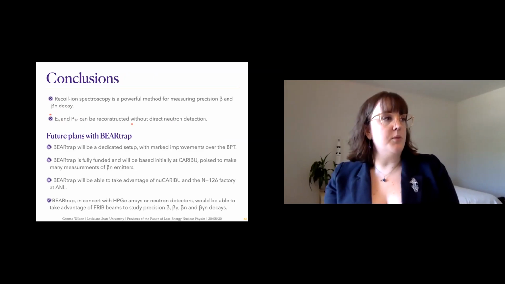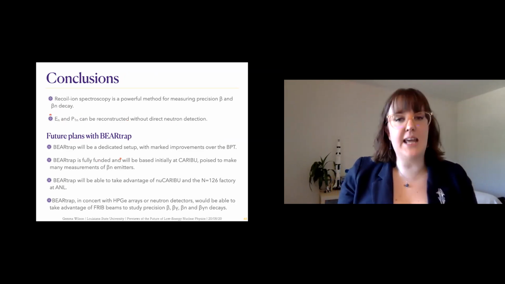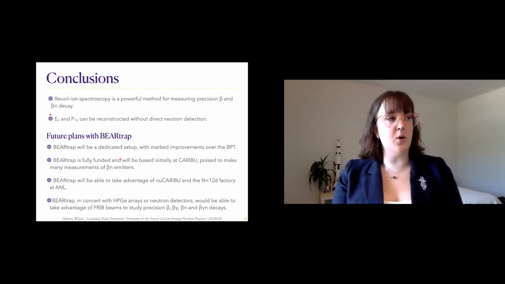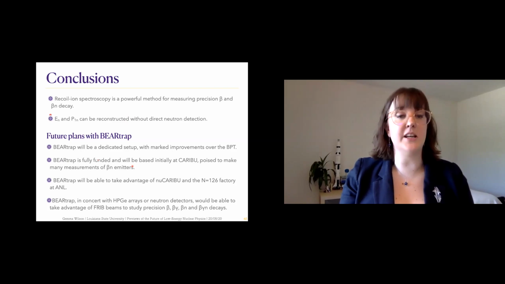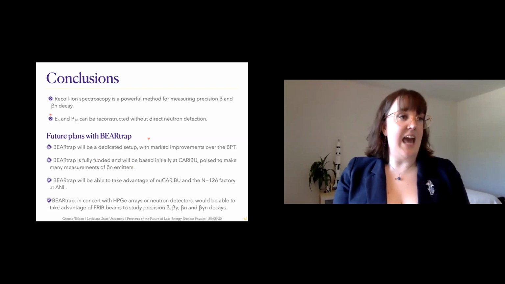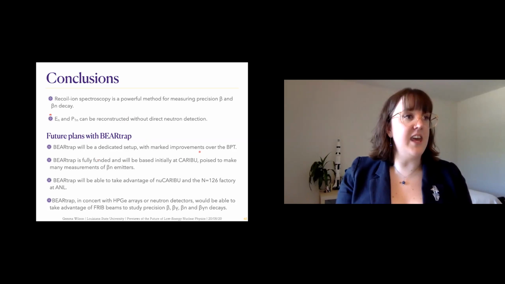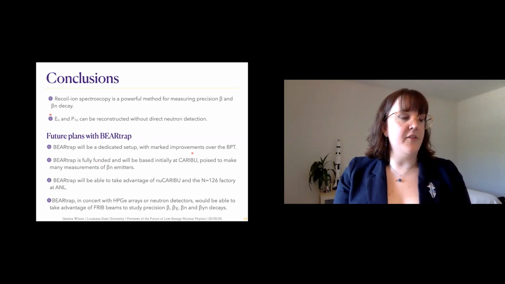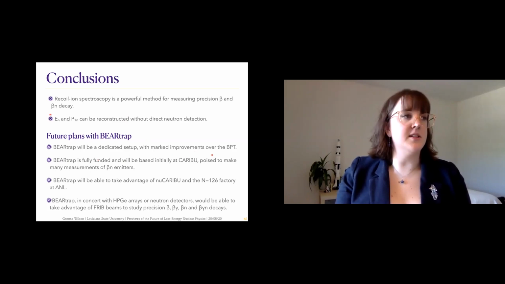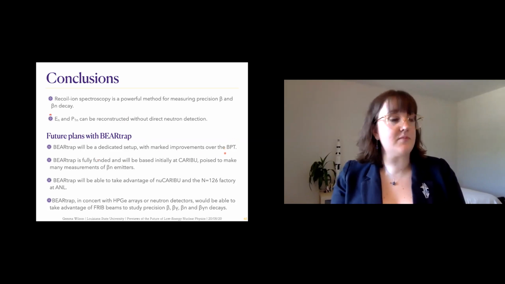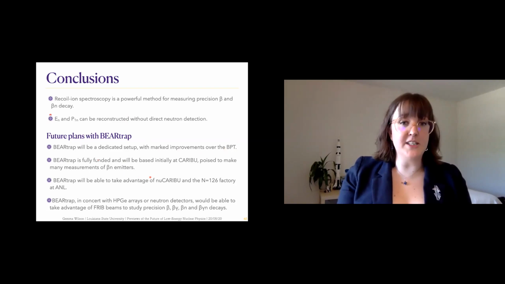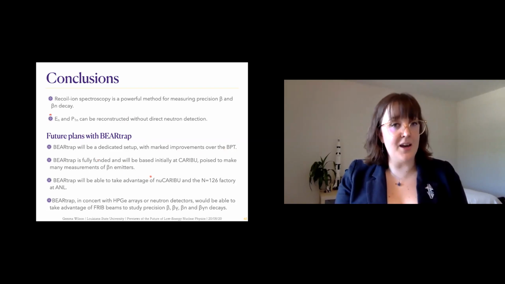The future plans with BearTrap is going to be a dedicated setup, which to begin with is always going to be an advantage over the BPT, which was never a dedicated setup for beta neutron emission. It's going to be based at Area 1 for a good number of years. So we have the opportunity to make a lot of different measurements, and it has big improvements over the BPT. BearTrap has been fully funded. We're currently building it now.